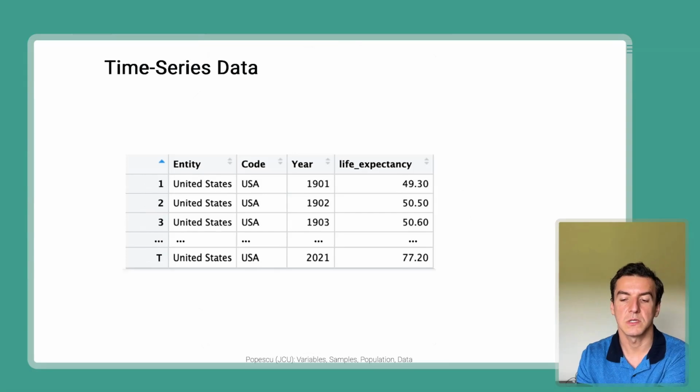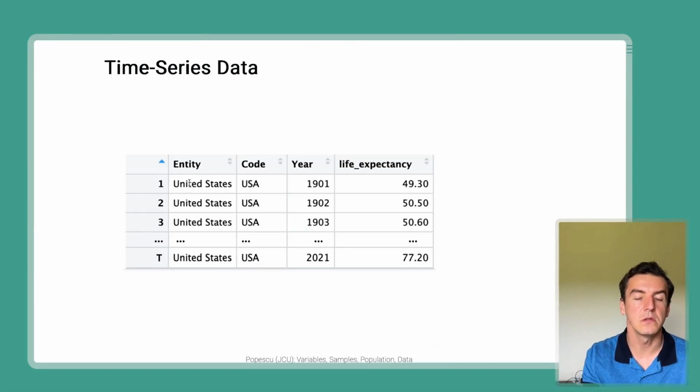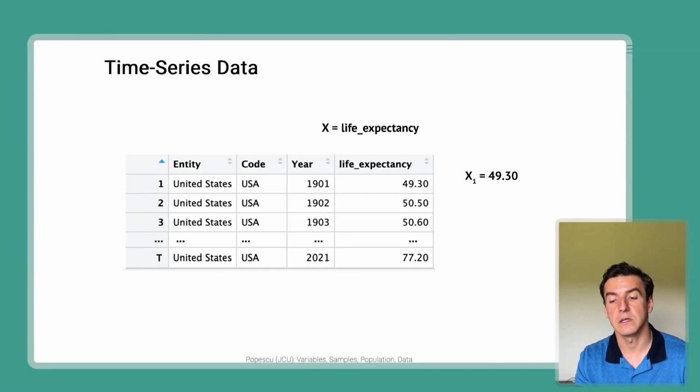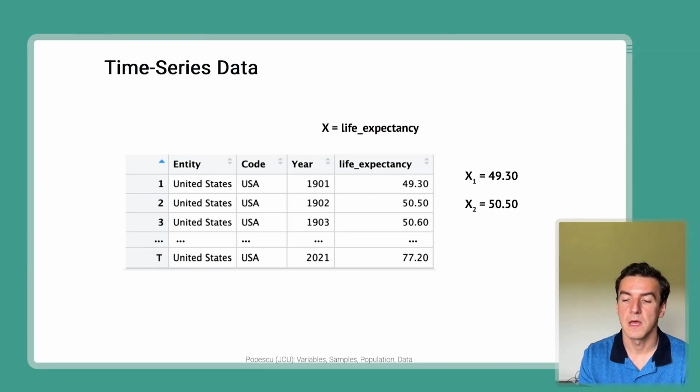So this is, for example, what this would look like in the case of life expectancy. Rather than having a single observation, like the United States without any year, now we do have years. So we would have all the probably 120 years of observations for life expectancy. This is X, the variable life expectancy. Here we have X1, which is 49.30. This is life expectancy in the United States in 1901. And this is the life expectancy in 1902, all the way to 2021, where life expectancy is 77.3.